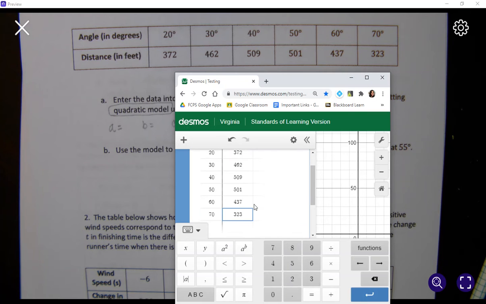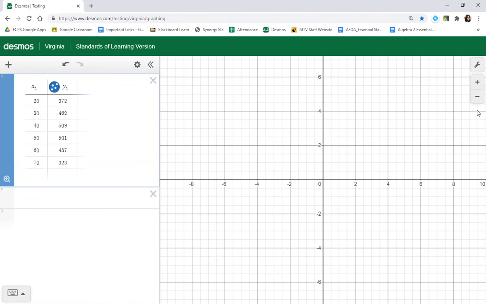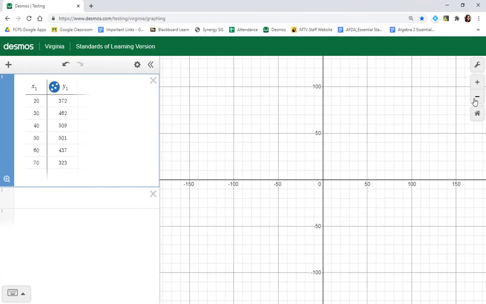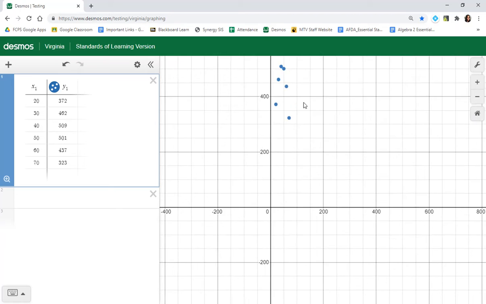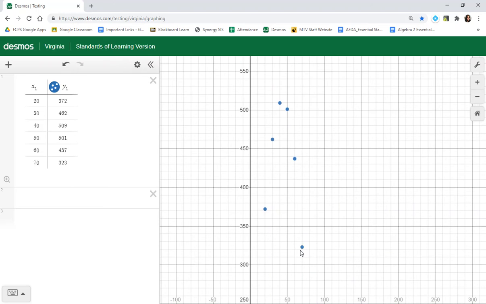Okay, so here's my table, and if I maximize it, you can see there's nothing because of how big the y values are. Usually I start by pressing the home button, and then if you zoom out, there you go. There are my data, and you can kind of see a parabola. I predict that my a is going to be negative because it's kind of pointing down, and it just looks like a quadratic function.